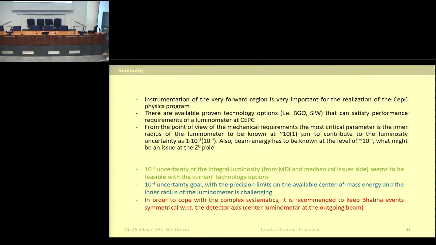And the recommendation I would like to give, in order to cope with the complex systematics, because simulation is one thing, but when you really start the experiment, the things that you have not foreseen will emerge and life will become more complicated, is to keep the Bhabha events symmetrical, in this case meaning with the luminometer centered at the outgoing beam.